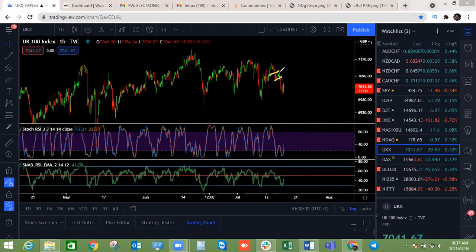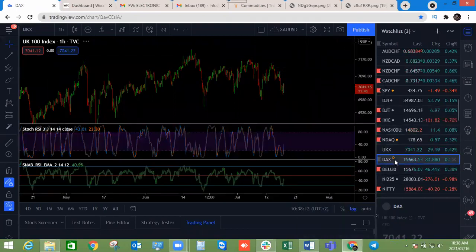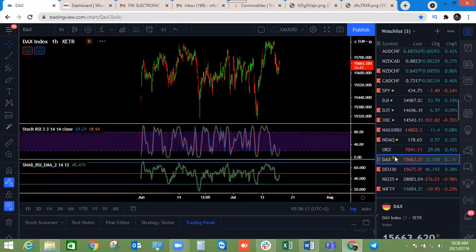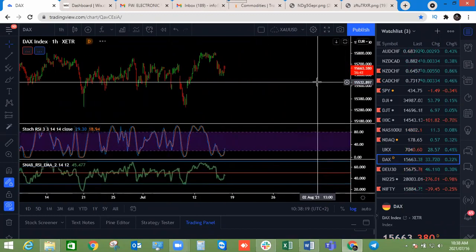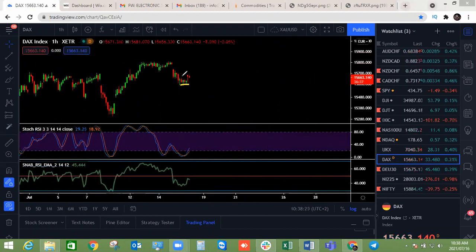UK 100. So the drop yesterday, we've already dropped. We may see this one come even lower here. This is showing continuation to the downside here. DAX. Continuation to the downside.